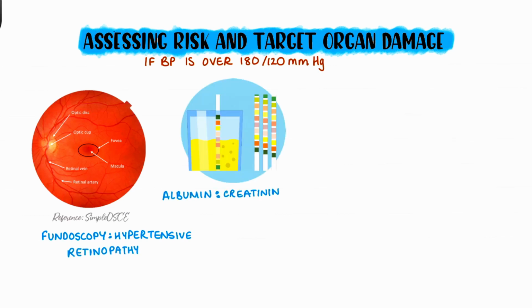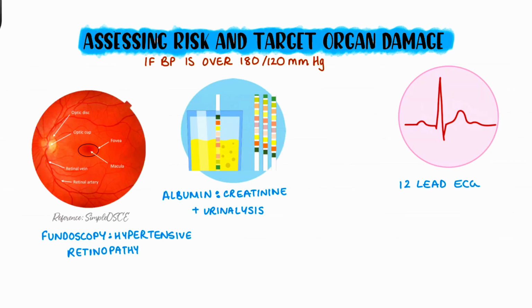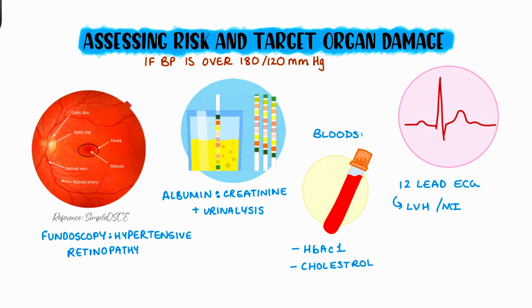Albumin and creatinine ratio is needed to ensure that there's no renal dysfunction. A 12-lead ECG to check for evidence of left ventricular hypertrophy or even an MI. And finally, blood tests would also be needed in order to check for HbA1c levels and cholesterol levels, etc. The Q-risk ratio is also often used in order to estimate the potential risk of a cardiovascular event over the next 10 years. So this includes a myocardial infarction or even stroke.